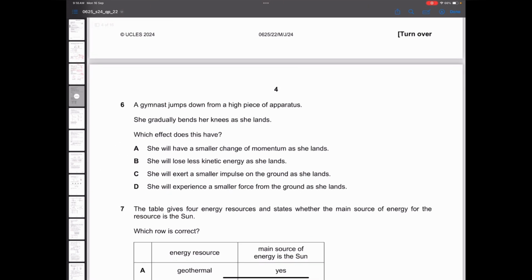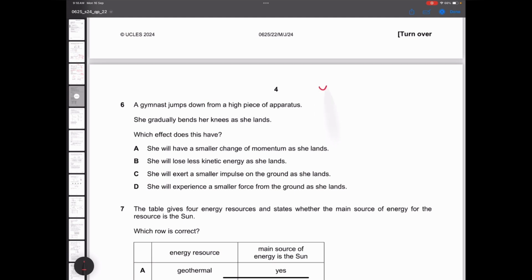Now, next question. A gymnast jumps down from a high piece of apparatus. She gradually bends her knees as she lands. Okay, we have seen this in multiple sports. People bend their knees, or when a cricketer is catching a ball, when he touches the ball, he pulls his hand back towards his body. Why do they do that?